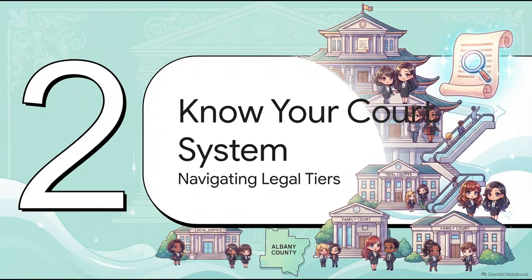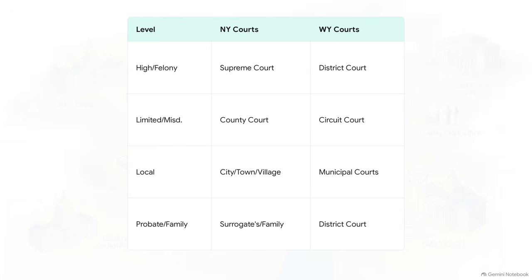Section 2. Know your court system. Navigating the legal tiers. Okay, so finding judicial records really requires understanding how each state divides its legal cases based on the type of dispute and, well, the amount of money involved. Looking at New York, the Supreme Court handles high-value civil litigation and felonies. Then the county court handles limited civil claims up to $25,000 plus felony prosecutions. New York also has these highly specialized courts, like the Surrogates Court for probate and Family Court for domestic matters, plus a huge network of local city, town, and village courts.